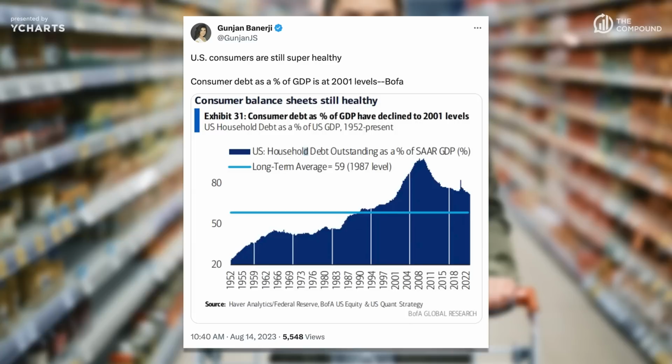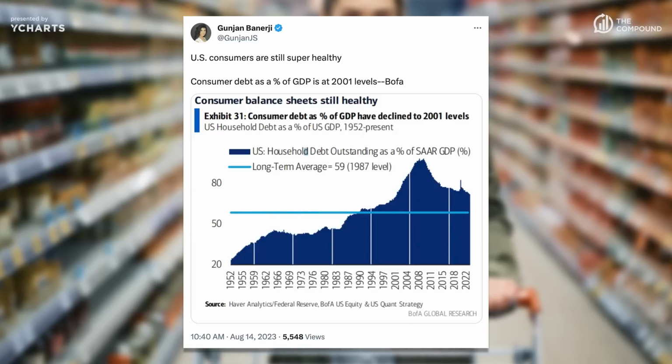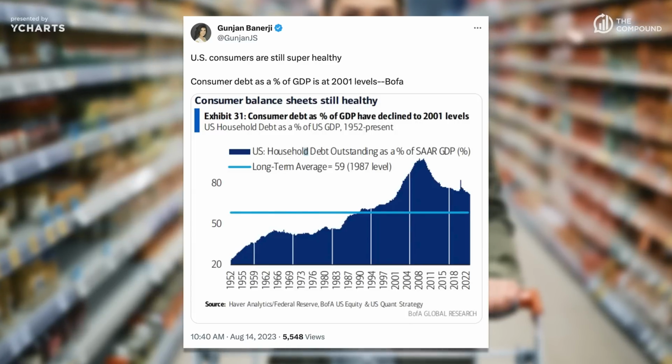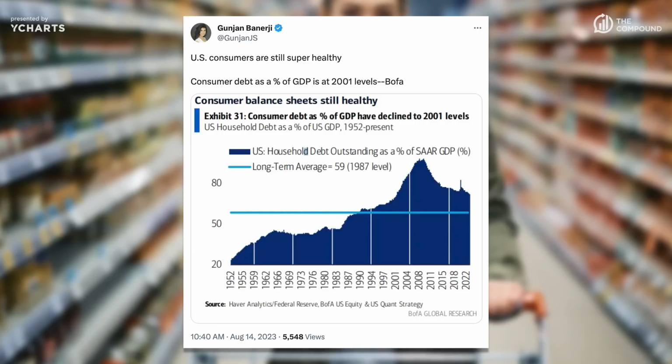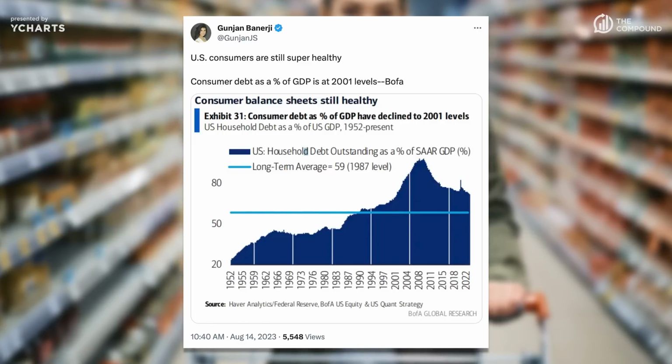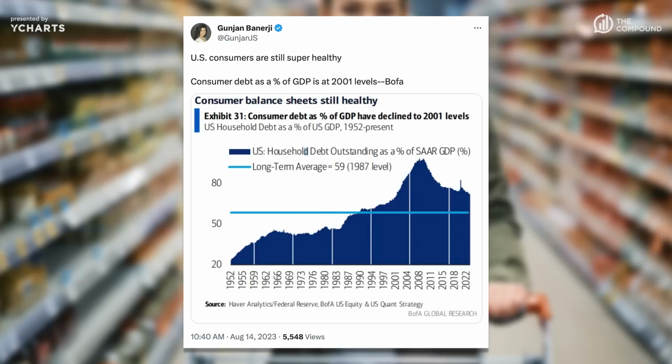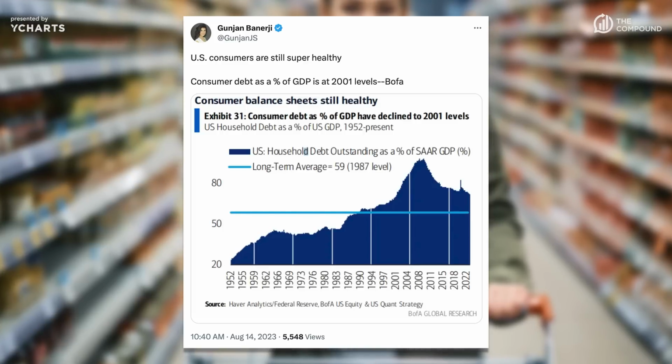This is a great chart from Bank of America. U.S. consumers are still super healthy. Consumer debt as a percentage of GDP is at 2001 levels. Wild. So even with all these rate hikes, it doesn't matter because people already locked it in. You locked it in. You don't feel it.